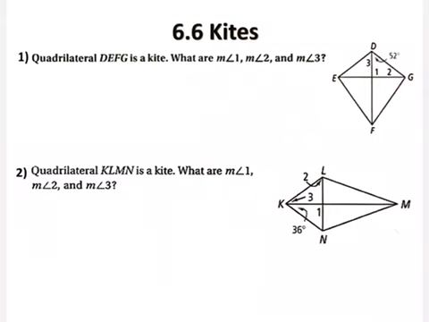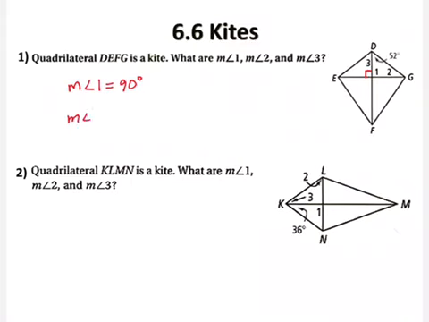So here, in question 1, quadrilateral DEFG is a kite. What are the measures of angles 1, 2, and 3? Well, angle 1 should be very easy to find. If it's a kite, we know that the diagonals are perpendicular, so that means we're making right angles in the middle here. So angle 1 is 90 degrees.